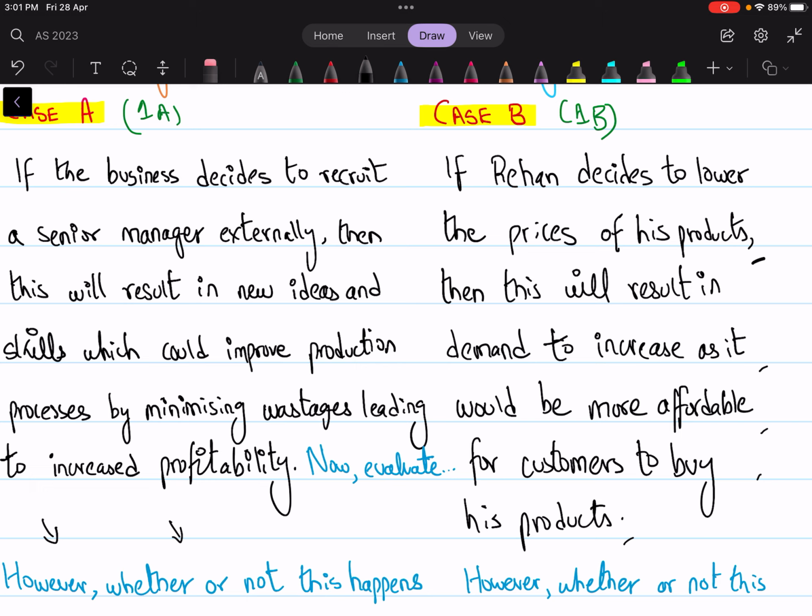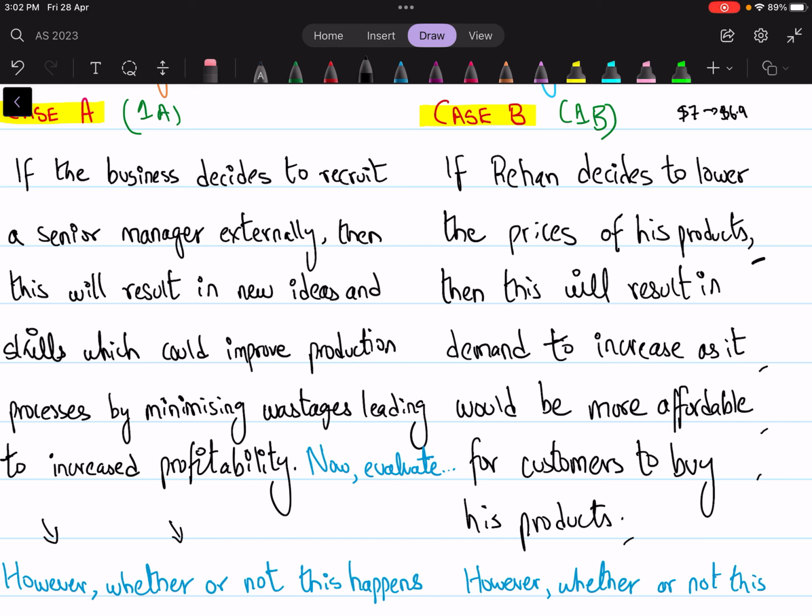Then again, however, whether or not this happens, whether or not customers do come to Rehan because of lower prices will depend upon what? The reaction of competitors. What if competitors have reduced prices way below that of Rehan? Or what if the price reduction by Rehan is not that significant? If, for example, the existing price charged by Rehan was $7 each and Rehan has now reduced it to 6.9. So even though he has reduced the price, it's not that much of a significant difference.